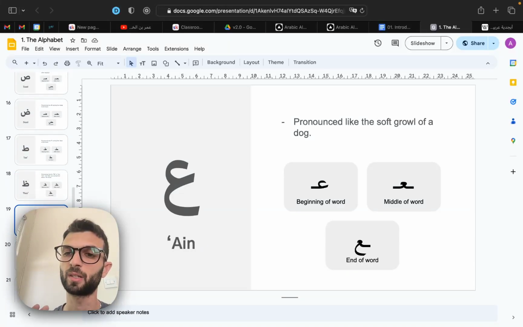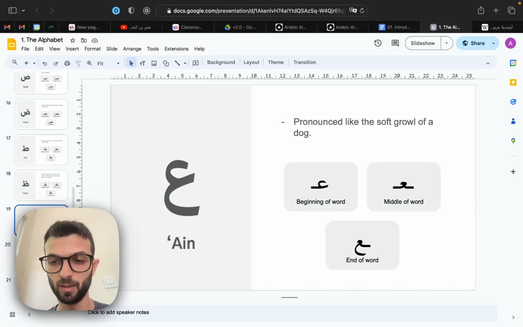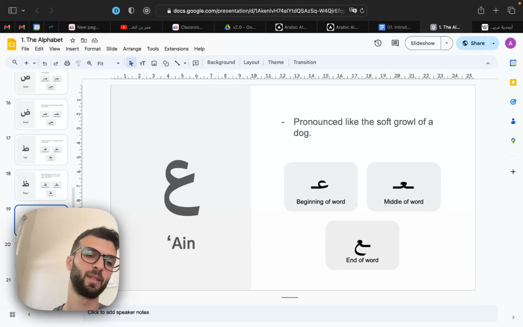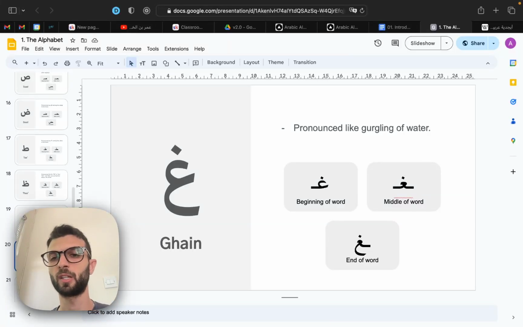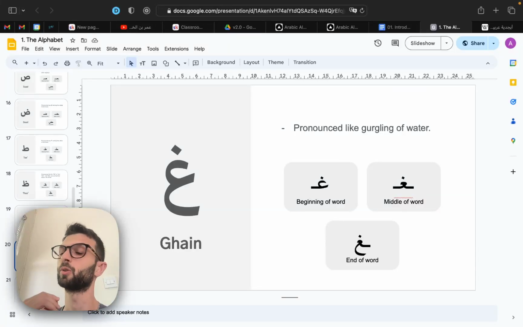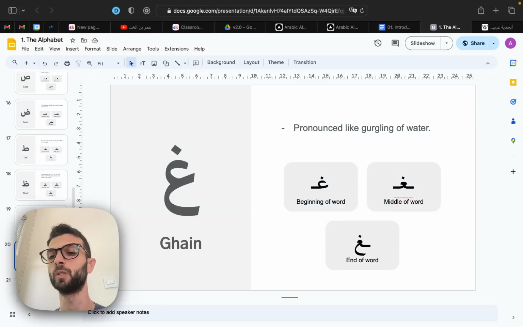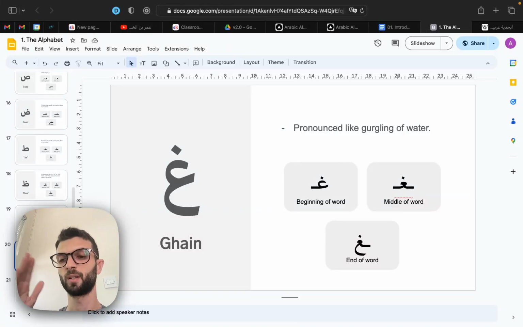Ain is pronounced like the soft growl of a dog. And then the Ghain is pronounced like gurgling of water. Do not mistake it for Kha, which is like trying to get something out of your throat. But Ghain is more trying to flap your glottis in order to gurgle the water.